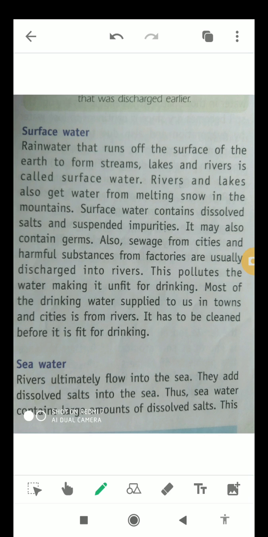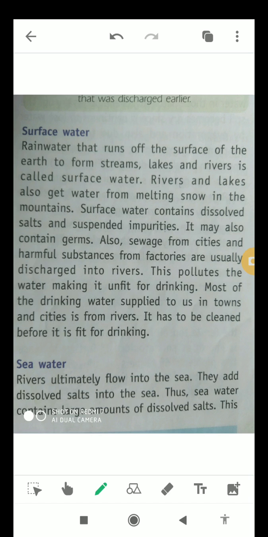Also, sewage from cities and harmful substances from factories are usually discharged into rivers. This pollutes the water, making it unfit for drinking. Most of the drinking water supplied to us in towns and cities is from rivers. It has to be cleaned before it is fit for drinking.